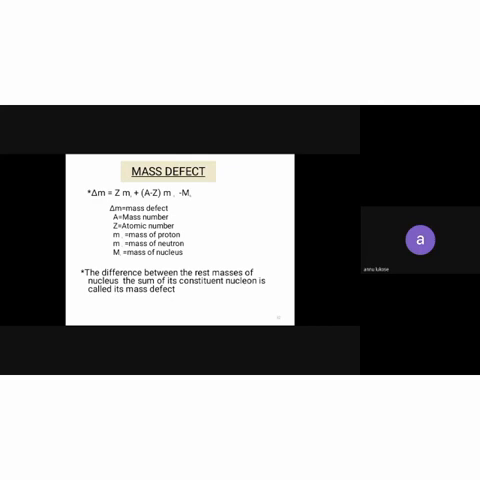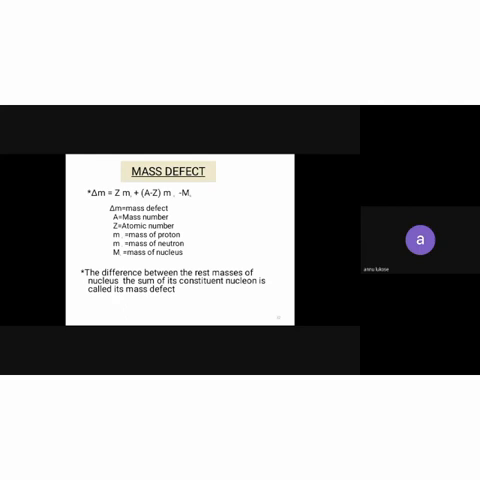The difference between the rest mass of a nucleus and the sum of its constituent nucleons is called its mass defect. The formula is del m is equal to Z mp plus (A minus Z) mn minus capital M. Here del m is the mass defect, A is the mass number, Z is the atomic number, capital M is the mass of the nucleus, small mn is the mass of a neutron, and small mp is the mass of a proton.